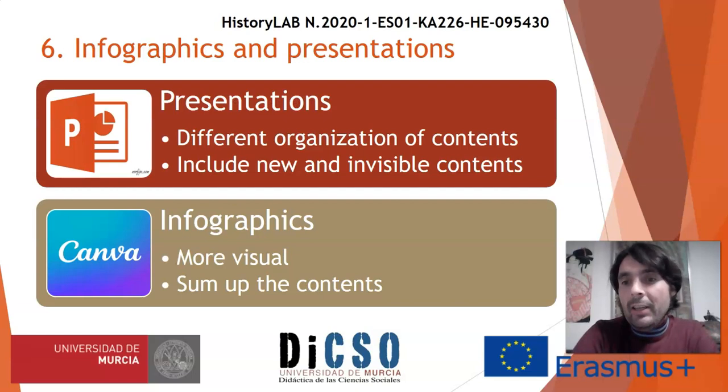We can also use presentations in history classes, as I am doing right now, for example, with a PowerPoint presentation, and also infographics like Canva or Genially. It's a good way to organize contents differently, and at the same time to include new and invisible contents that perhaps do not appear correctly in our textbooks. The use of infographics through Canva or Genially is very powerful because they are very visual, and we could ask our students to sum up the contents they are learning through this kind of poster or infographic.